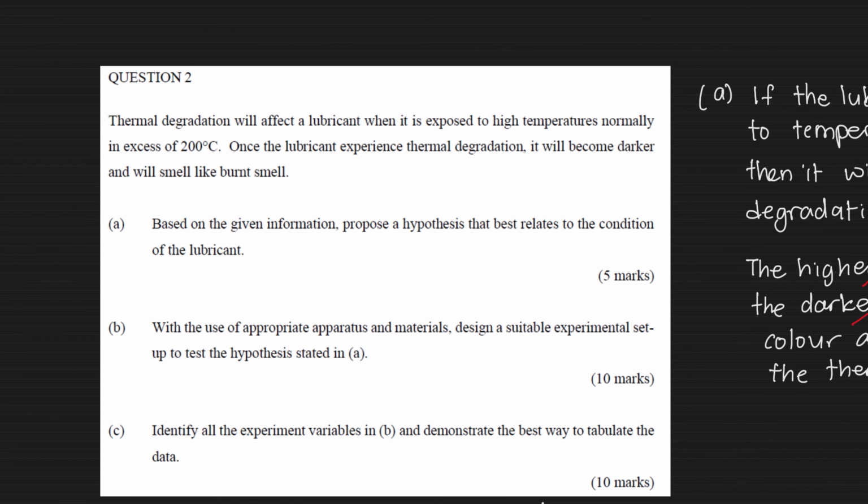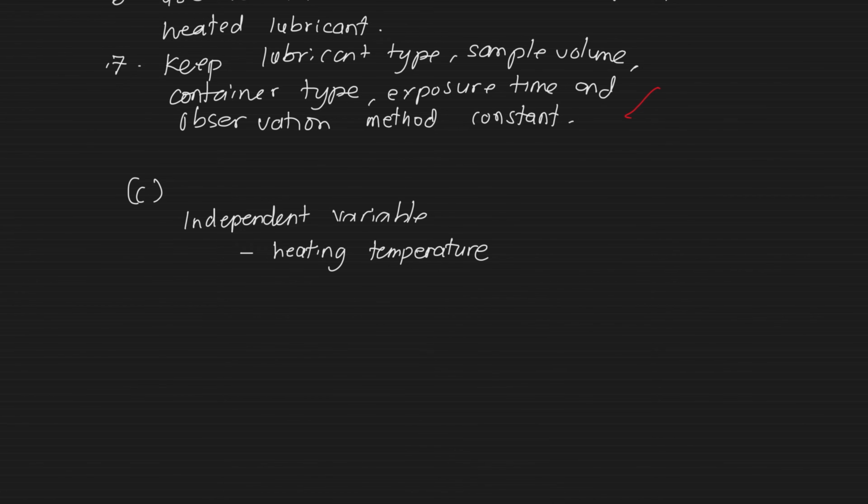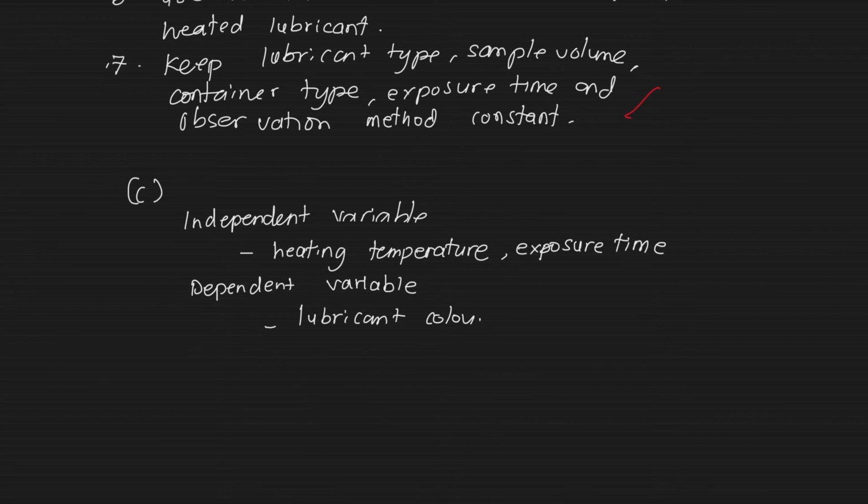Identify all the experiment variables and also give the best way to tabulate the variables. Okay, so you have to identify the independent variable. This is the heating temperature and also the time taken, the exposure time. And then the dependent variable is the lubricant color, smell, and also the viscosity.